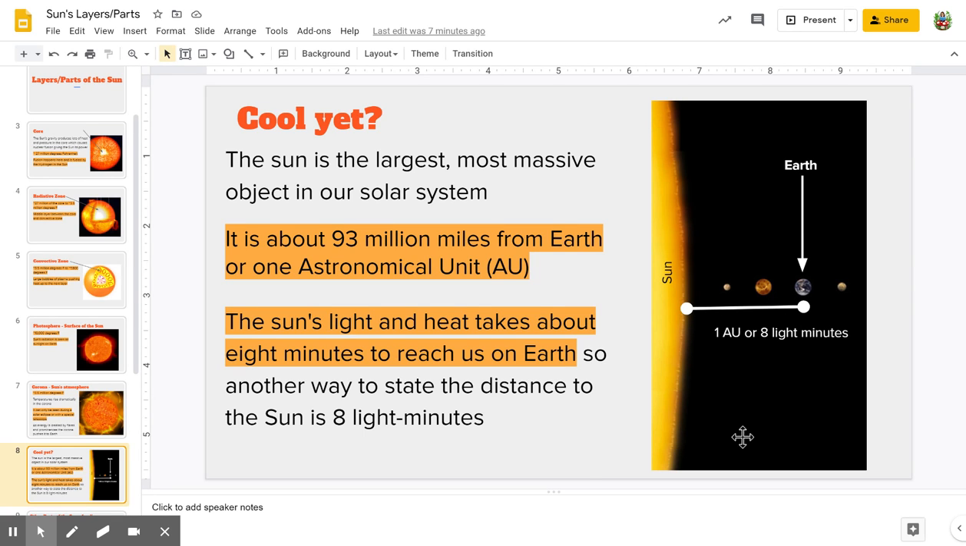Now, for light to make it to the Earth from the sun, it takes 8 minutes. So even though it's 93 million miles away from Earth, that light travels so fast that it only takes 8 minutes for us to see that light. Okay? Now, another way to say that is the distance to the sun is 8 light minutes. So it is the distance that light will travel in 8 minutes.